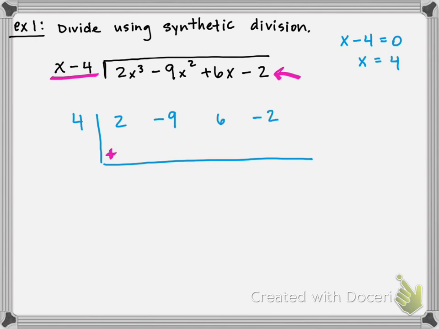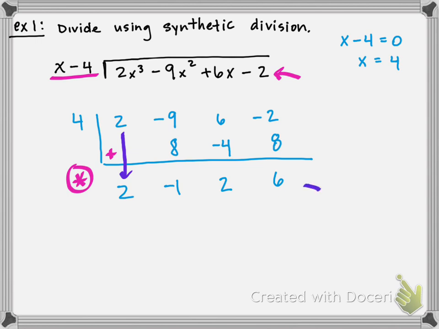Remember, you add the insides and you multiply the outsides. As Ms. Weissmuller says, drop it like it's falling. That's step 1. So step 1, drop the first term like it's falling, and you get 2. Now what's 2 times 4? That's 8. Add together negative 9 plus 8, we're at negative 1. Multiply 4 times negative 1, we're at negative 4. Add together 6 and negative 4, we have 2. Multiply 4 times 2, we have 8. Add together negative 2 plus 8, and we're left with 6.